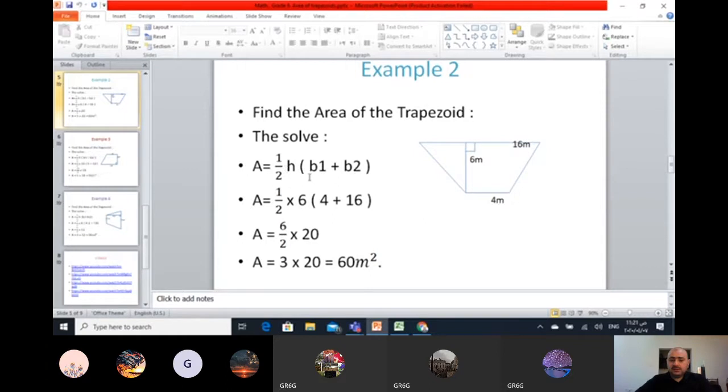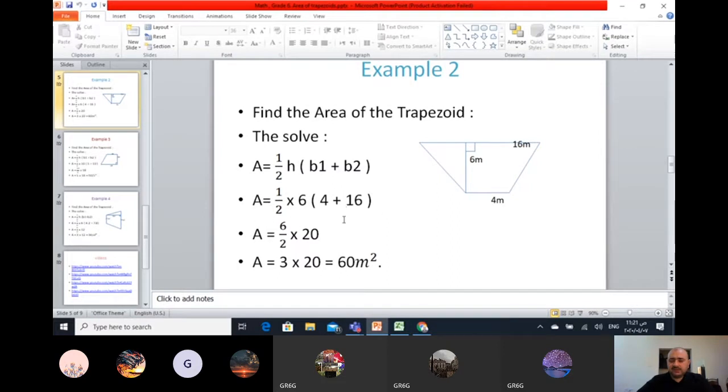Then substitute the values. We want to solve the area, so write here A equal 1 over 2 multiplied by the value of the H. The value of the H here, as you see, 6. So put here 6. Then between parentheses here we have base 1. The value of the base 1 will be what? Will be 4. So write here 4 plus the value of B2 will be what? Will be 16. So write here 16.